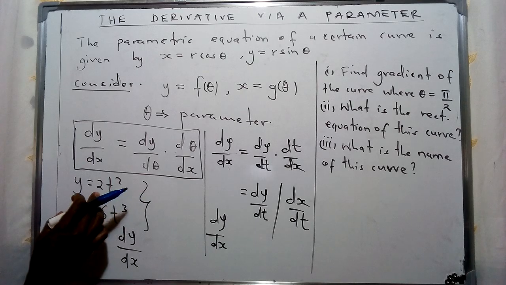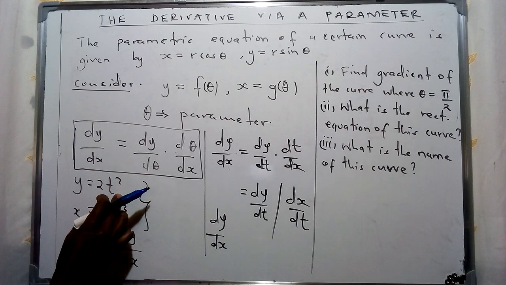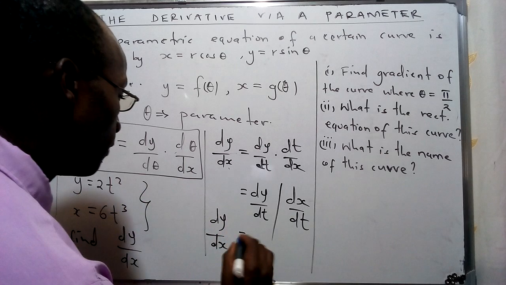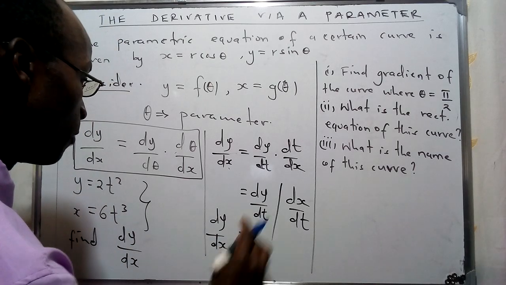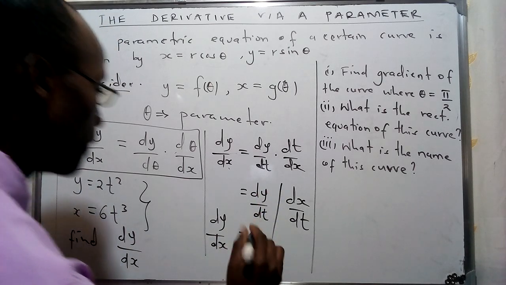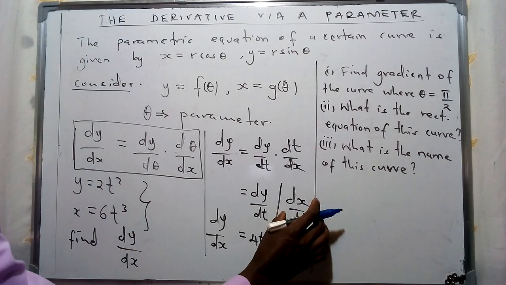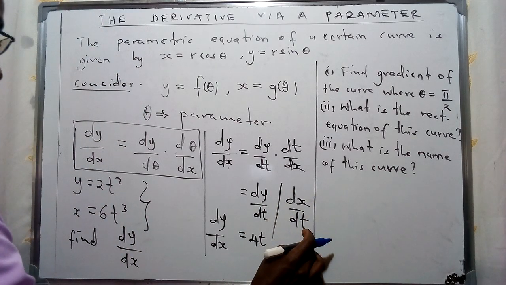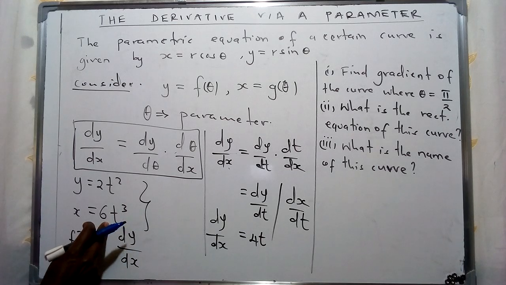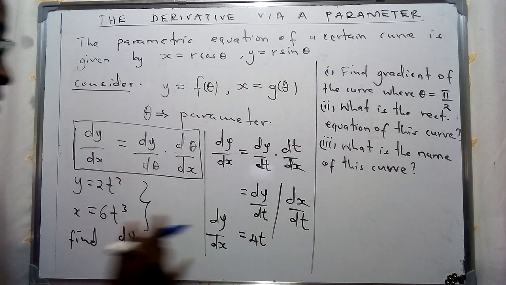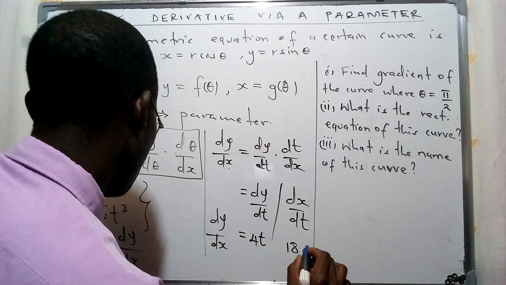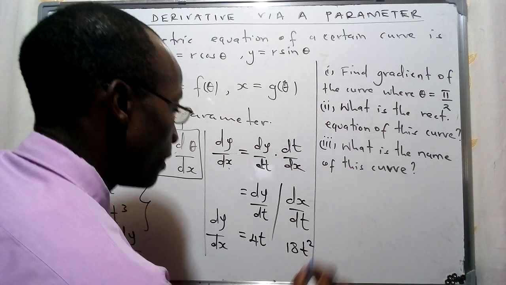So we're going to find dy over dx by dividing, which basically gives us, for the first set, a combination for dy over dt. This is going to give us 4t. And for the second case, we are going to have dx over dt with respect to 6t cubed. So this is going to be given as 18t squared.